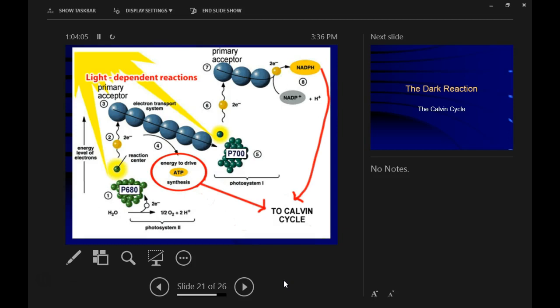It enters the electron transport system. This is where the ATP comes from. This is going to go to the Calvin cycle. And then in order to replace those 2 electrons, we split water. And so water is used and oxygen is given up as a waste product. So we're halfway there. Any questions on the light reaction?